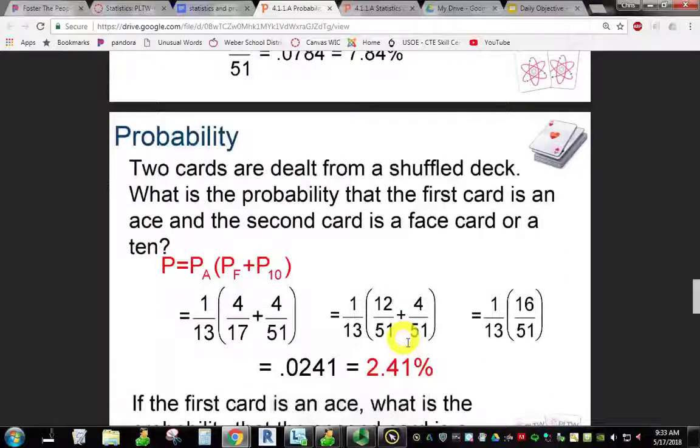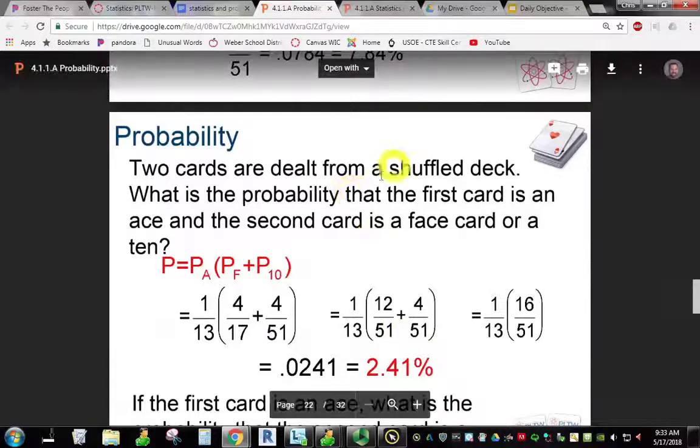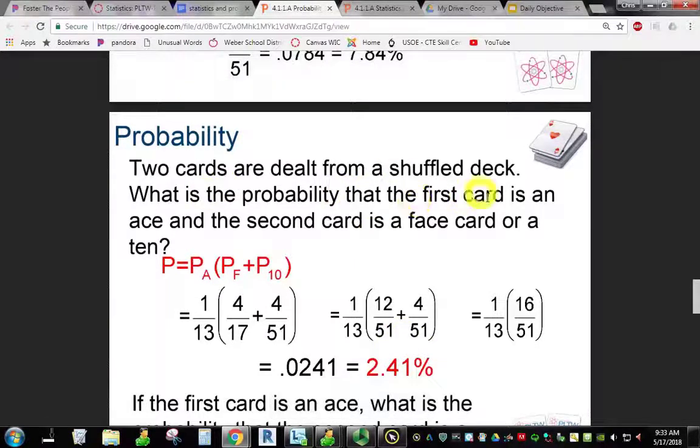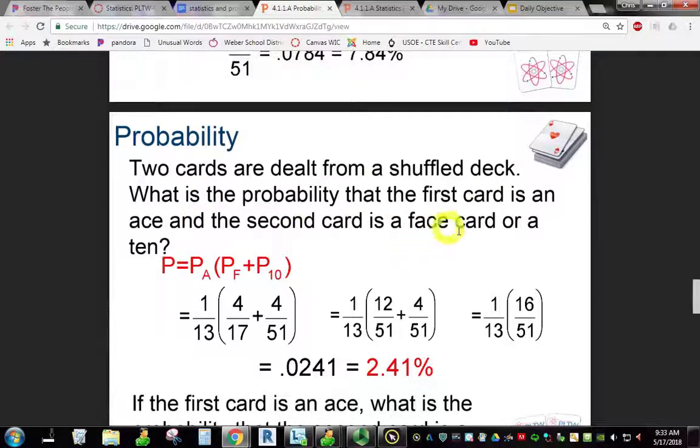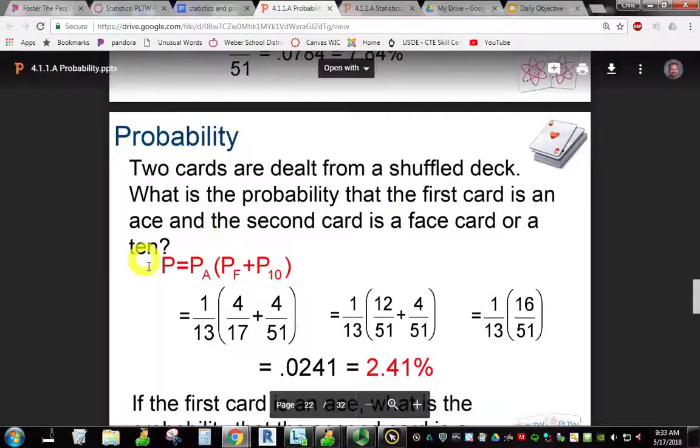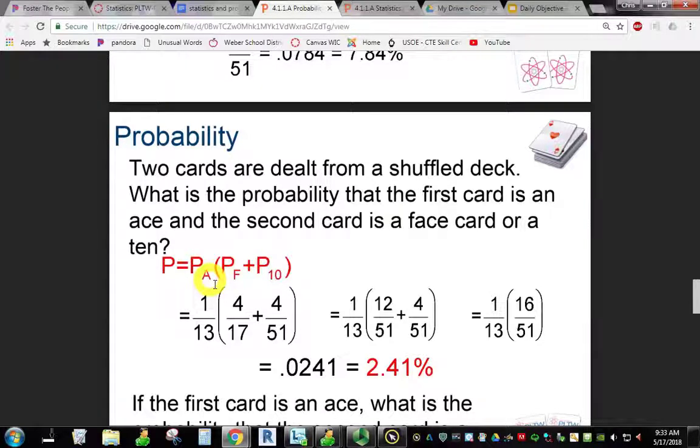Okay, so 2 cards are dealt from a shuffled deck. What is the probability that the first card is an ace and the second card is a face card, or a 10? Remember the or? So look at your equation. Probability of ace, probability of a face card, probability of a 10.